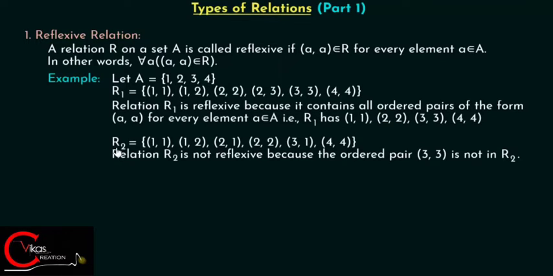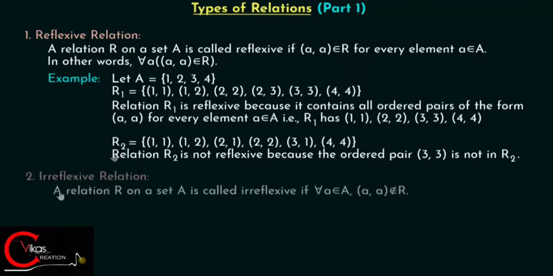Now let's discuss the second type, that is irreflexive relation. A relation R on a set A is called irreflexive if for all a belonging to A, (a, a) does not belong to R. This is just the opposite of what we have seen in reflexive relation. I am talking about a relation R on a set A. This relation is called irreflexive if for every element a belonging to A, (a, a) must not belong to relation R.